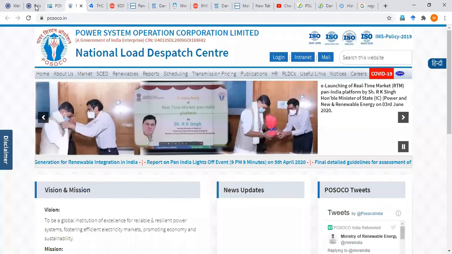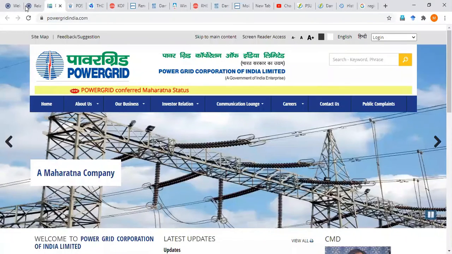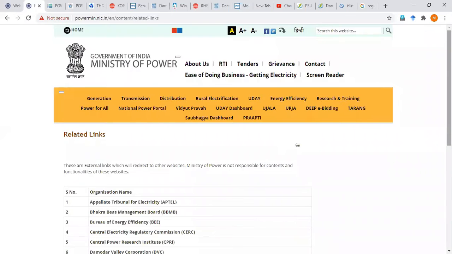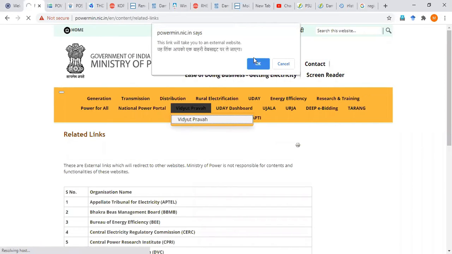I will just check one possibility whether we can go through that link or not. In the last lecture also, we were unable to open the link which is Vidyut Pravaha. Let's hope that it will open in this lecture.